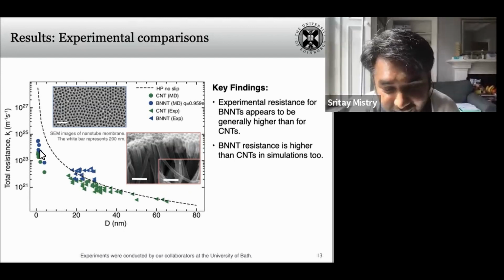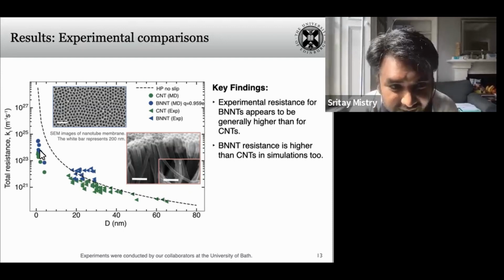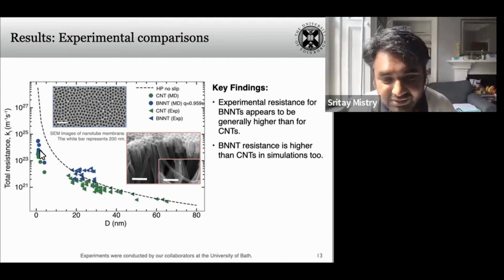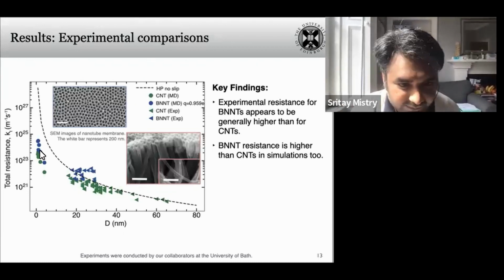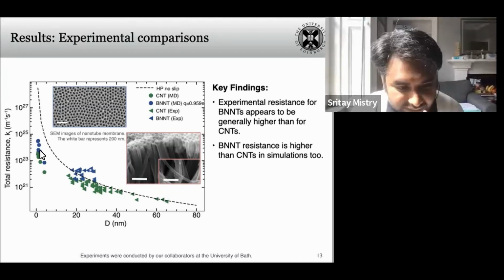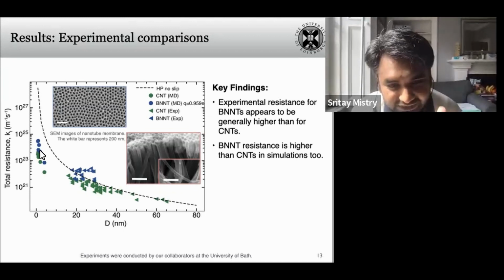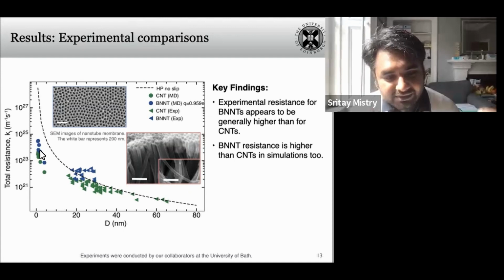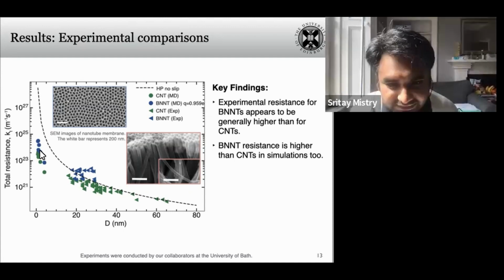Now, this again is the total resistance, not K1, not K2, but the total resistance, because obviously from experiments, as from simulations, we cannot individually get K1 and K2, we can get the sum total of them, right? Okay, so far we have seen that MD and experiments both have shown that BNNTs have a higher resistance than CNTs.